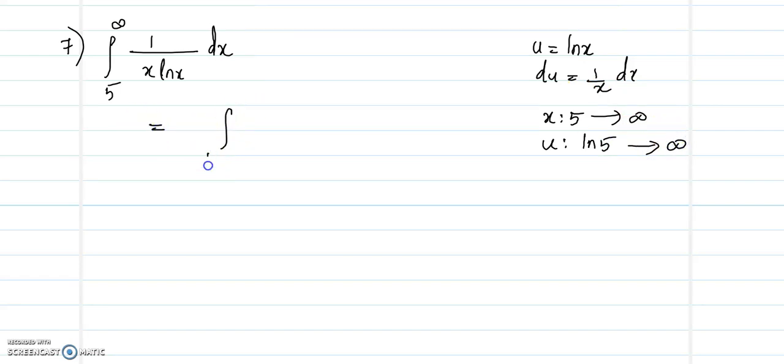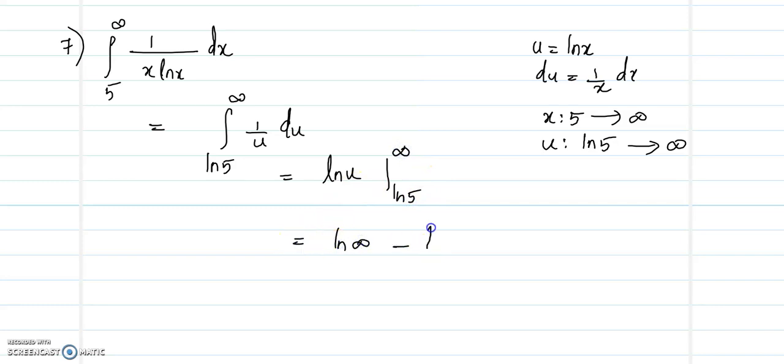So we will be getting the integral from log 5 to infinity of 1 by u, since 1 by x dx will be du. The integral of 1 by u will be log u from log 5 to infinity. So that will be log infinity minus log of log 5. Log infinity is infinity, so the value is infinity, or we can say that the integral is divergent.